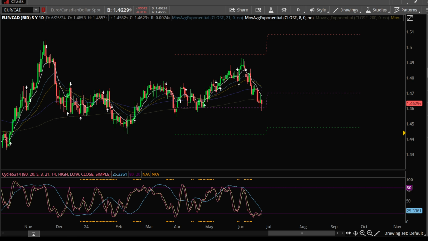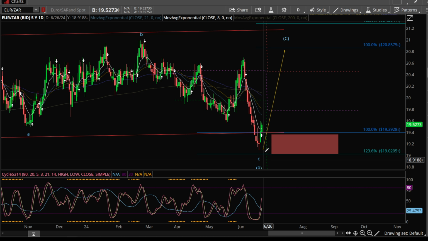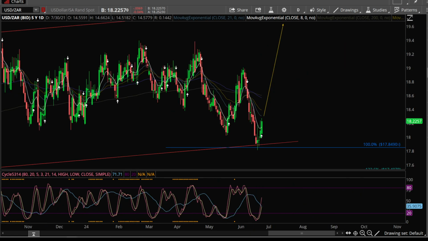EuroCAD, nothing. These ZAR pairs are flying. Remember, we entered this ZAR. We entered Euro ZAR down here, and we're looking for that impulse up. So these ZAR pairs are moving nice. If you're not in these ZAR pairs, you're looking to buy lower time frame pullbacks. We're looking for impulses up. So these ZAR pairs are moving good.